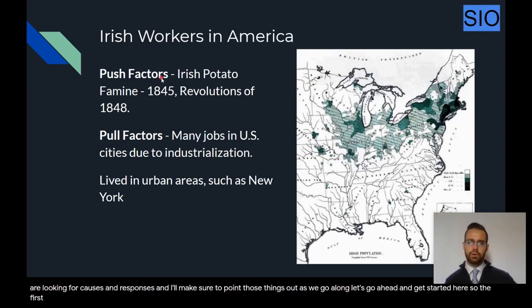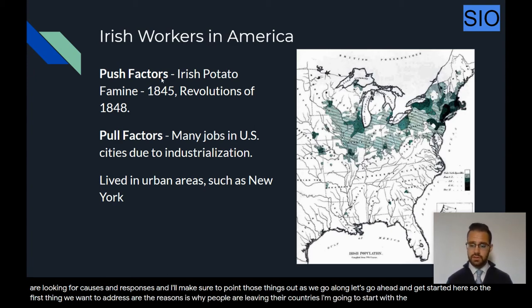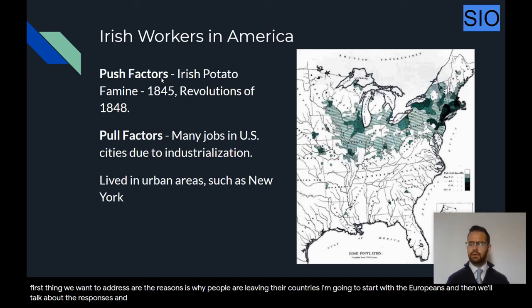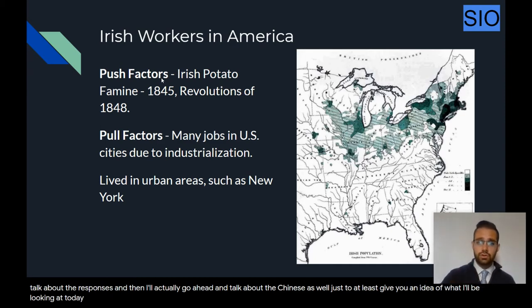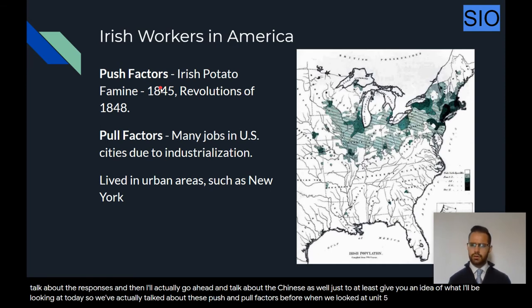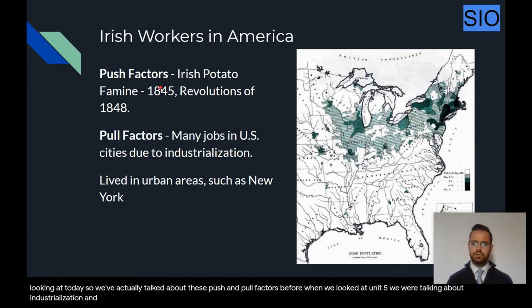So the first thing we want to address are the reasons why people are leaving their countries. I'm going to start with the Europeans, and then we'll talk about the responses, and then I'll actually go ahead and talk about the Chinese as well, just to at least give you an idea of what I'll be looking at today. So we've actually talked about these push and pull factors before when we looked at Unit 5. We were talking about industrialization and how many European immigrants came over to the United States. Well, those are the same exact factors.